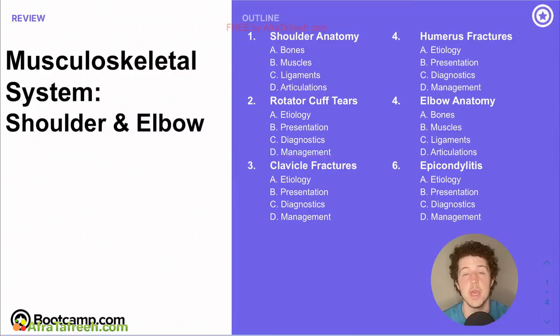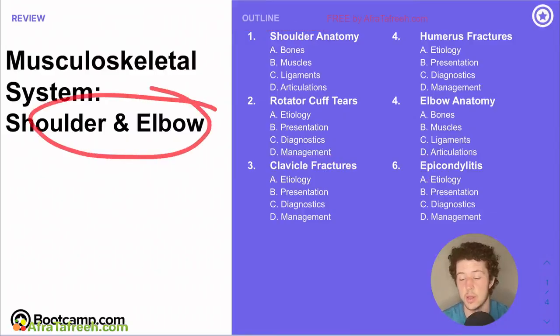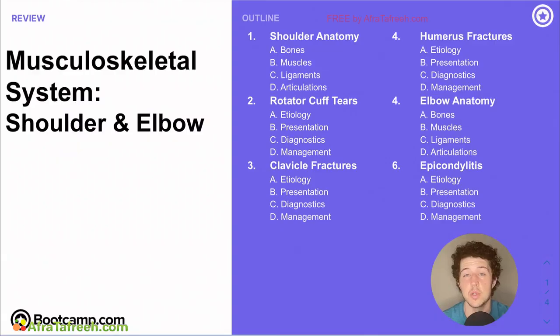My name is Jonathan, and today we are starting a new chapter going over the shoulder and elbow. So in this first video, we're just going to go over the shoulder anatomy, where we'll talk about the bones, muscles, ligaments, and articulations involved in the normal anatomy.